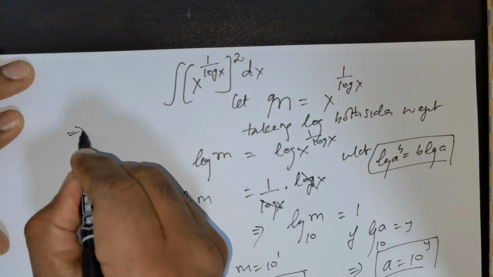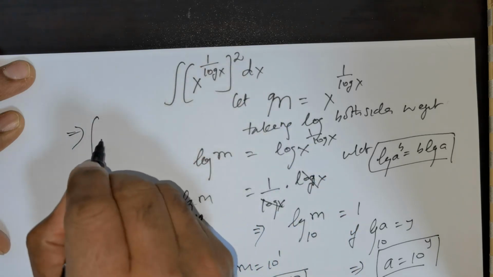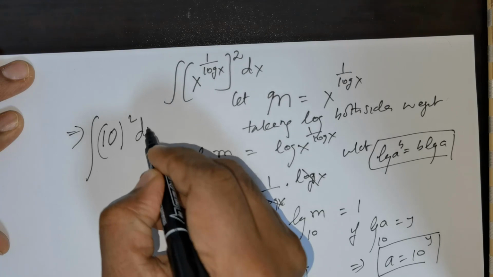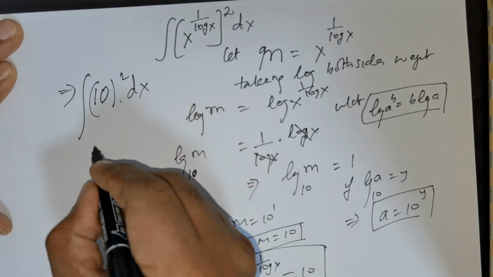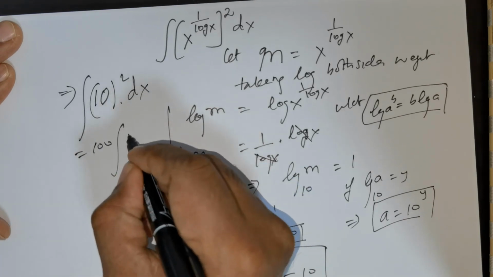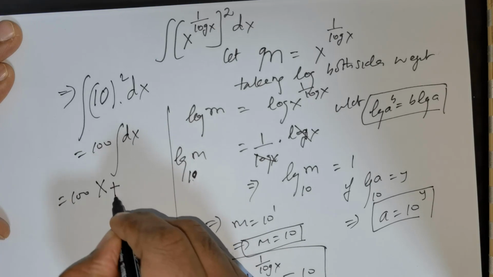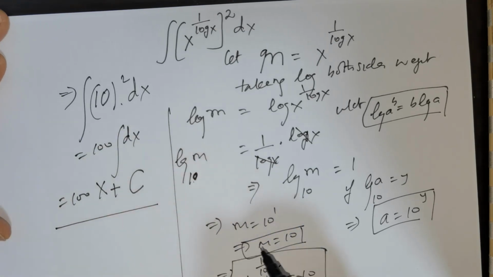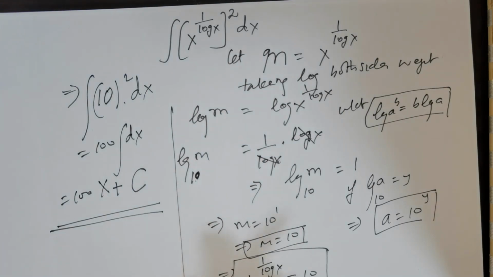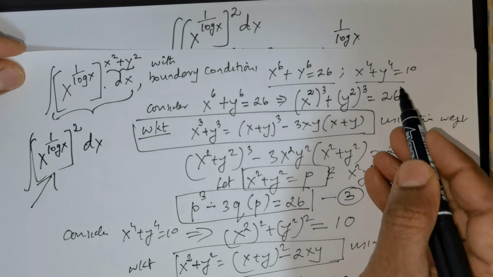Now substitute that value. So I get the integral of x raised to the power of 1 over log x, now taking the value 10, raised to the power of 2, and this has to be integrated. Now this is nothing but 100 times the integral of dx, which gives me 100x plus arbitrary constant c. Now this is the solution to this beautiful integral with the boundary conditions that have been mentioned here.